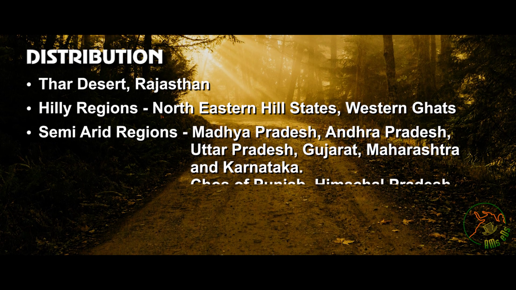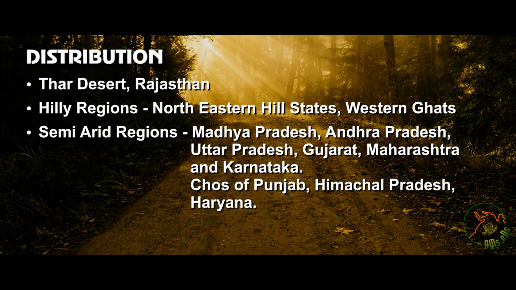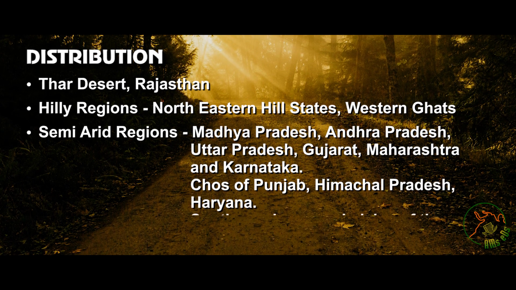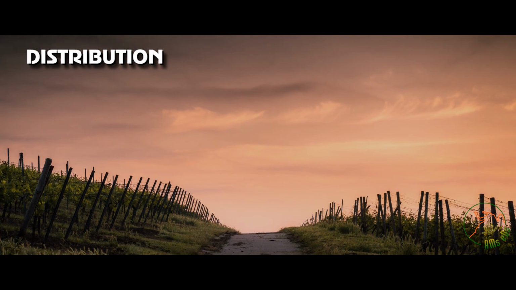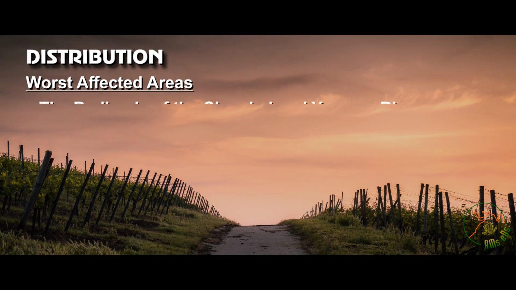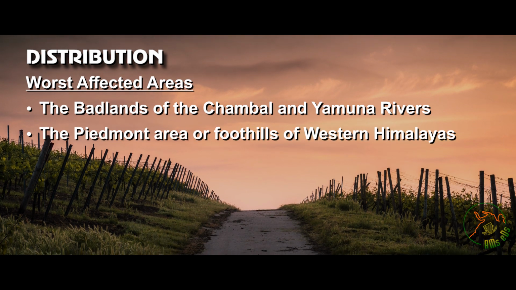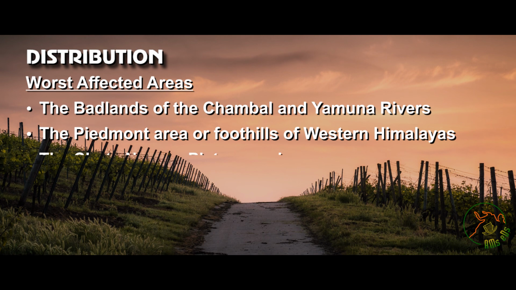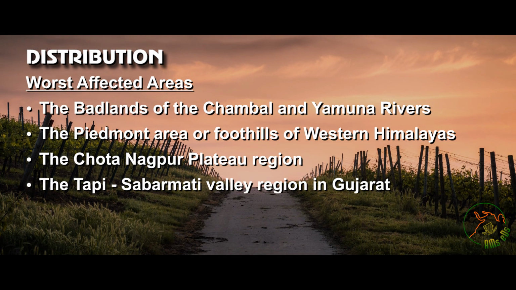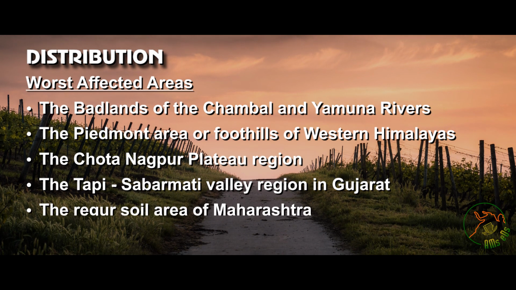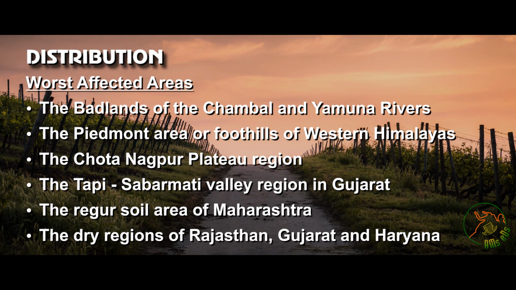Another prominent example is the chos of Punjab, Himachal Pradesh, and Haryana, formed as a result of deforestation and overgrazing on the southern slopes of the Shivalik range and its plains. Thus, the worst affected areas are the badlands of the Chambal and Yamuna rivers, the Piedmont area of foothills of the western Himalayas, the Chota Nagpur Plateau region, the Tapi Sabarmati Valley region in Gujarat, the Regar soil area of Maharashtra, and the dry regions of Rajasthan, Gujarat, and Haryana.